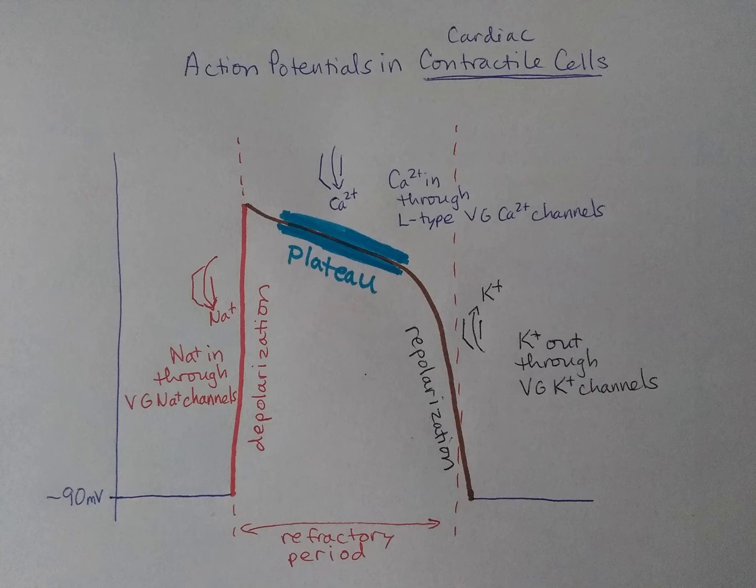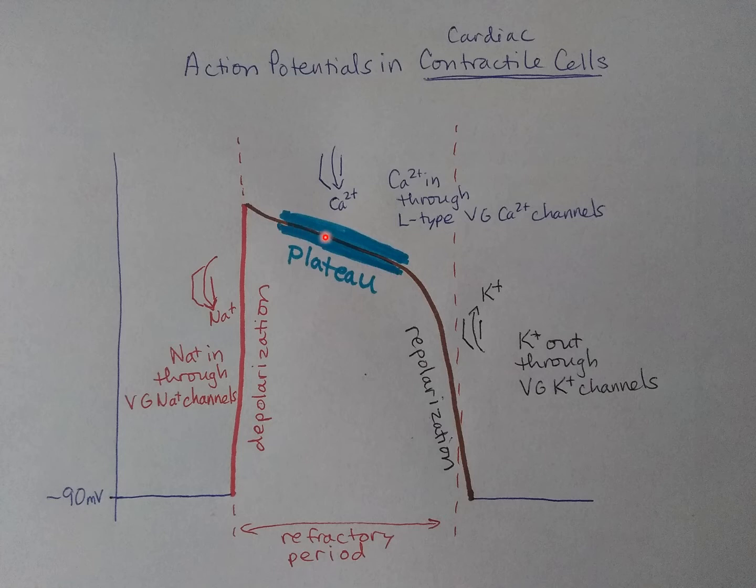So when the action potential comes through the gap junctions into these cardiac contractile cells, that will trigger the opening of the voltage-gated sodium channels, and then we will cause depolarization as sodium comes into the cell. And then at the top here, the voltage-gated sodium channels will close. And then as they close, since sodium's not coming in anymore, the membrane potential starts to drop a little bit. And then we get this plateau. And this plateau is really important in the action potentials in these contractile cells.